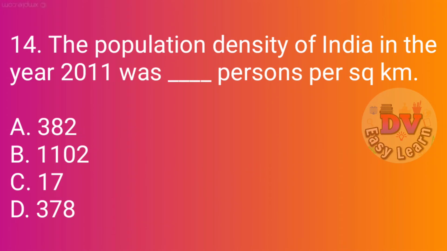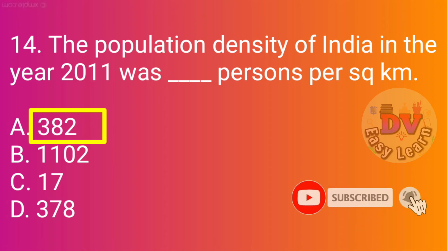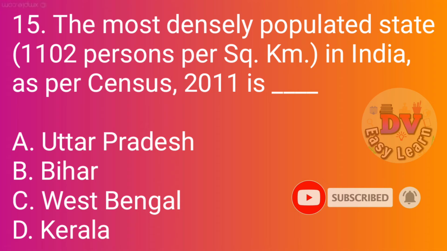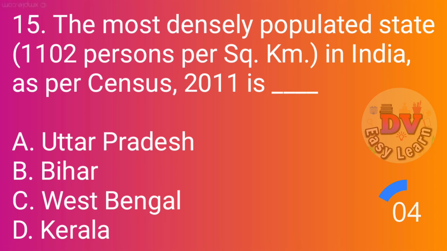Question number 14. The population density of India in the year 2011 was dash persons per square kilometer. Correct answer 382. Question number 15. The most densely populated state, 1102 persons per square kilometer area in India as per census 2011 is. Correct answer Bihar.